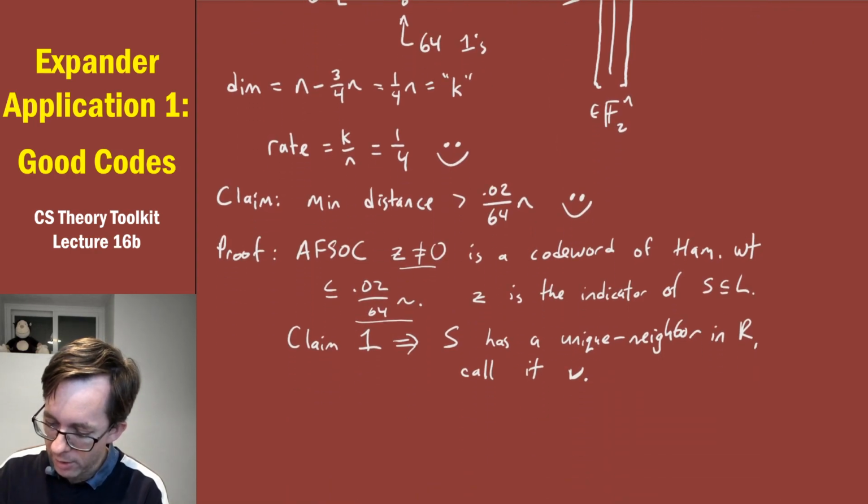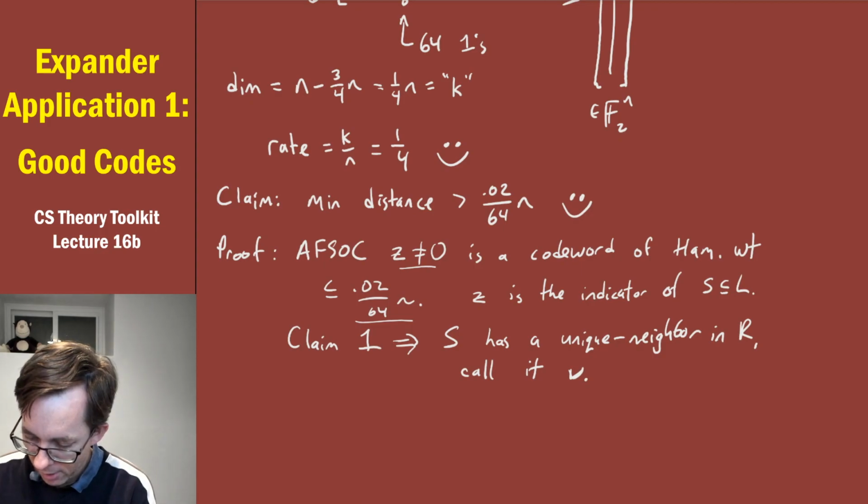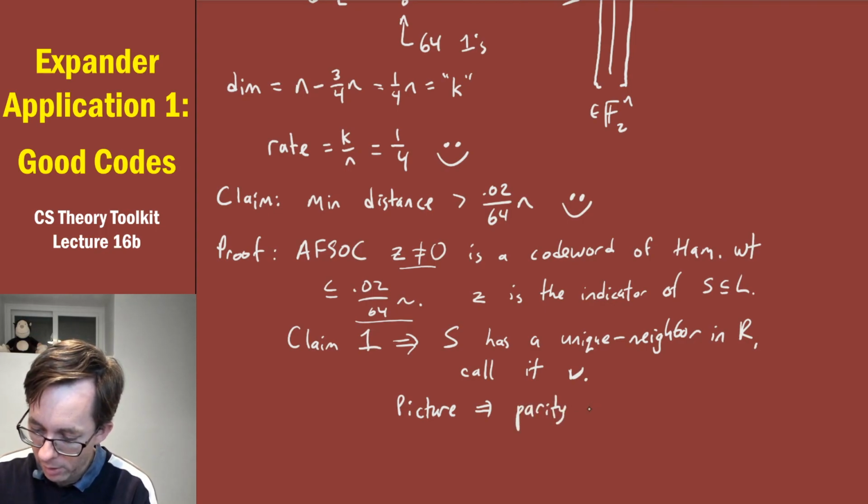Okay, so it has a unique neighbor in R, call it V, and then by our picture argument, it implies that the parity check associated to V does not pass, contradicting z being a code word.